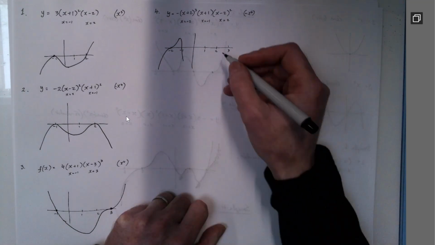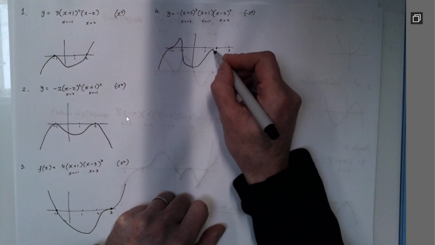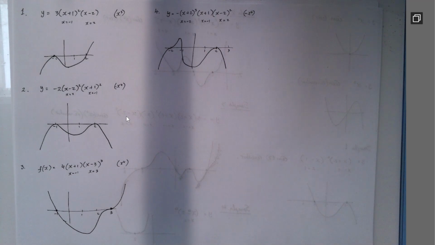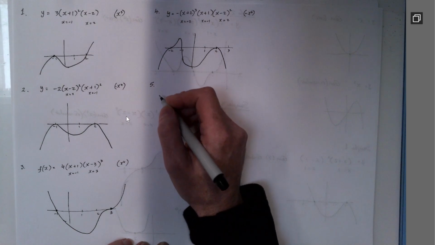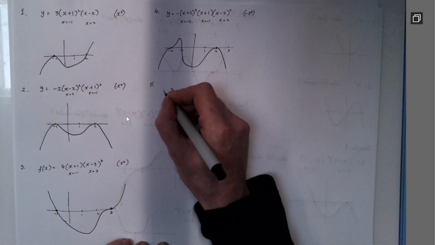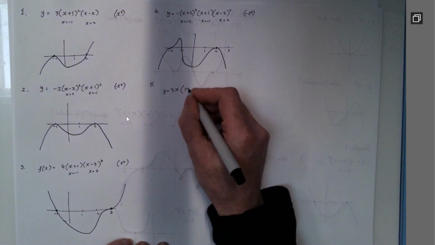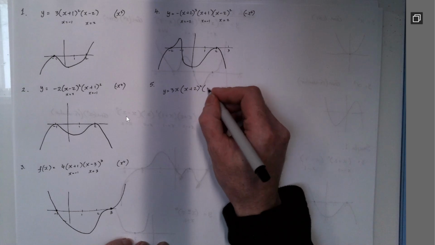And the raised power goes down, so we curve up and back down at least. Okay, so the next question: 3x (x plus 2) squared (x minus 1) to the power of 4.